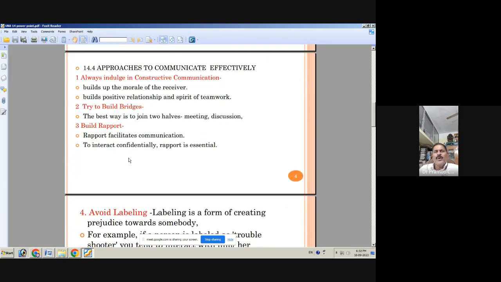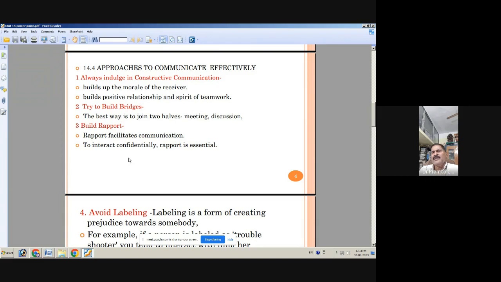Bridge means two halves are there. Senders are there, receivers are there. You must make one wall or join the two halves. It will be possible through meeting and discussion. How will you build the rapport? Rapport always facilitates communication, and it is nothing but the interaction, very confidential.